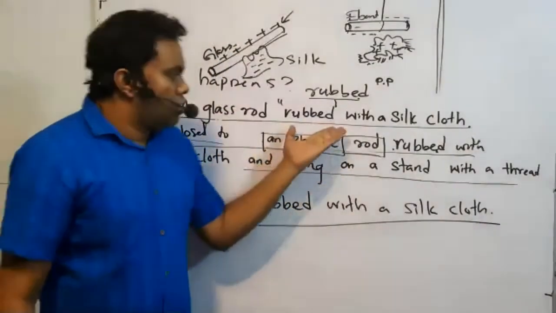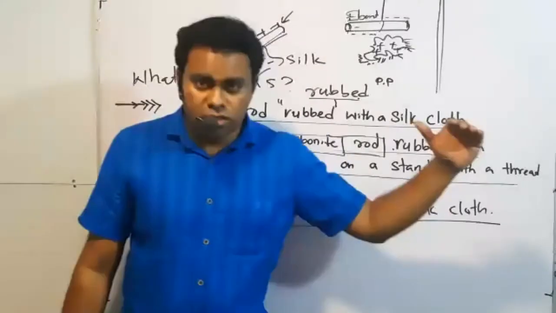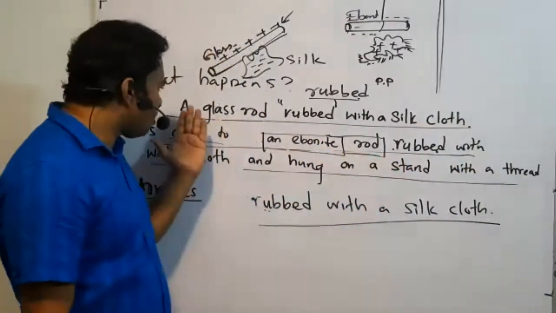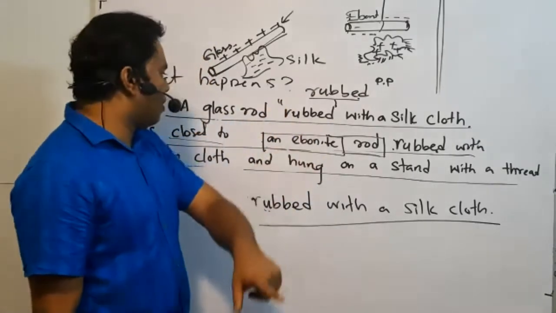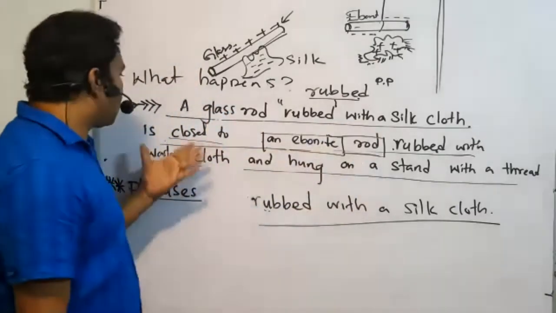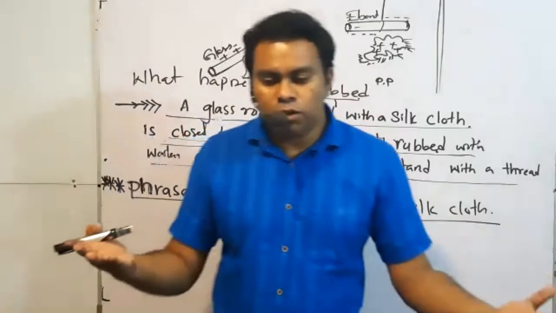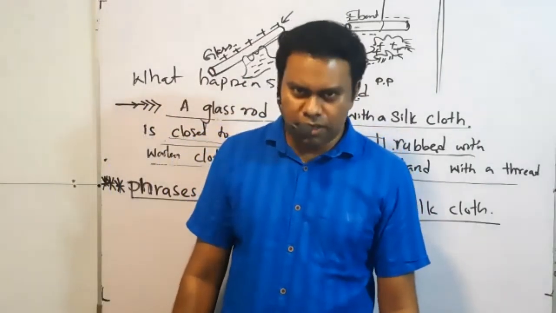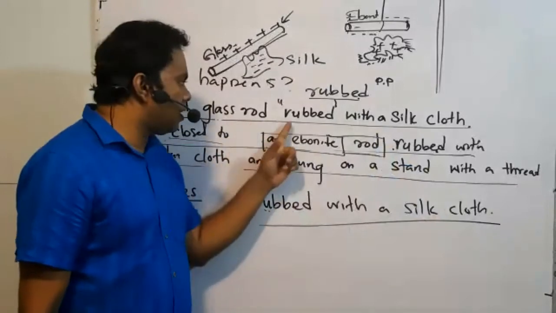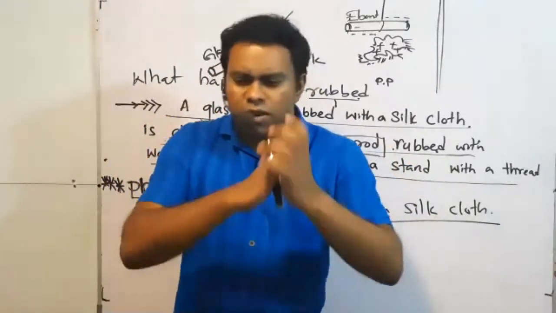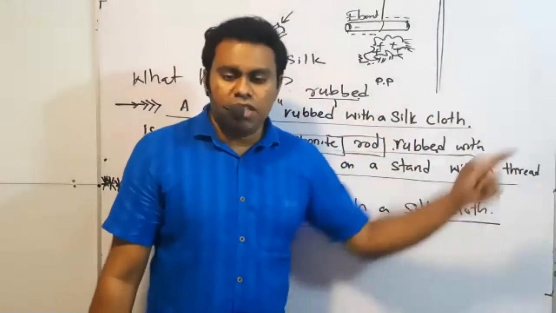So instead of this phrase, I could use a clause. What is the sentence? A glass rod which was rubbed with a silk cloth is close to an ebonite rod that was rubbed with... adjective clauses. Phrases can be used to describe a noun, and then it becomes an adjective phrase. Or we can use a complete sentence to describe a noun, like which is rubbed with, which has been rubbed with.